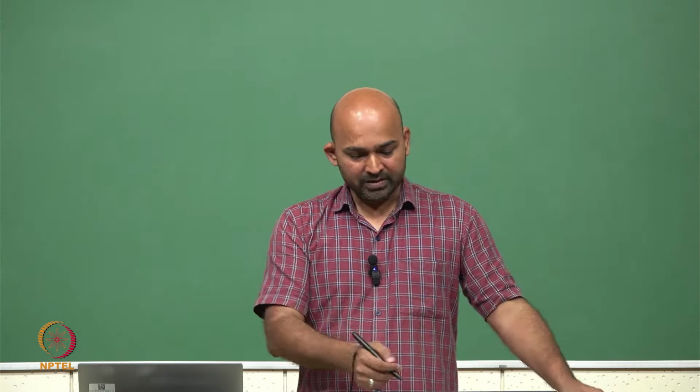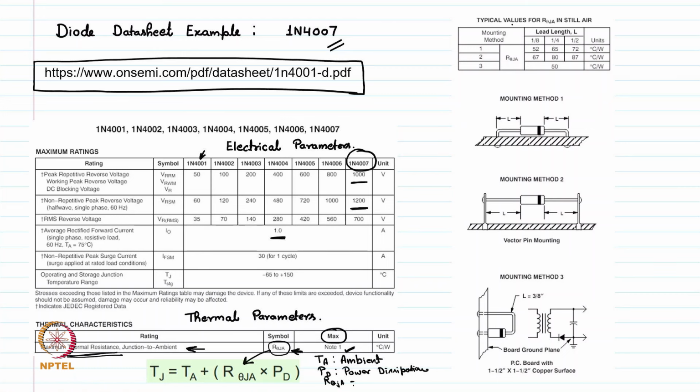In this table in the data sheet itself, we have typical values of R theta J A, and this is dependent on mounting methods. Here method 1 is given, where we are putting this diode very close to the PCB. This is our PCB, and this diode is dissipating heat to the outside environment, but on this side the heat dissipation will be very less compared to the top. So, the junction temperature or the thermal resistance is going to be higher in this case.